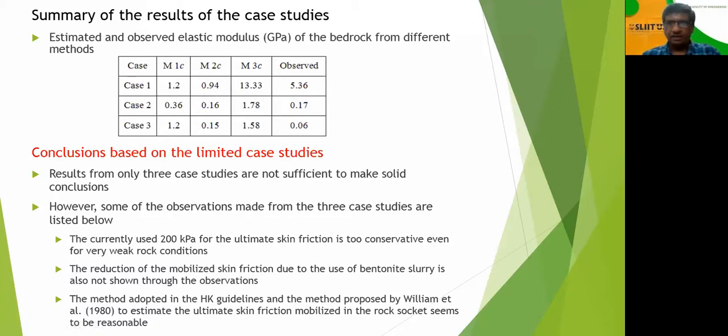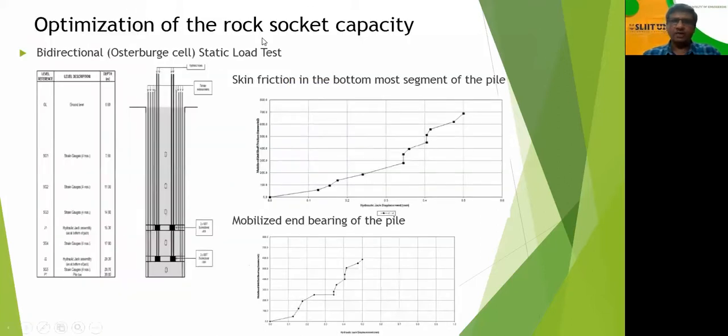rock socket. Now, finally, if you look at the other test results available, there are some more test results which will support the earlier conclusions, and these are actually test results from the Osterberg load cell test that are done in Sri Lanka. So you can see that even in this one, these are the mobilized skin friction. In the Osterberg load cell, of course, they use 2 Osterberg cells here. So basically you get the skin friction here.